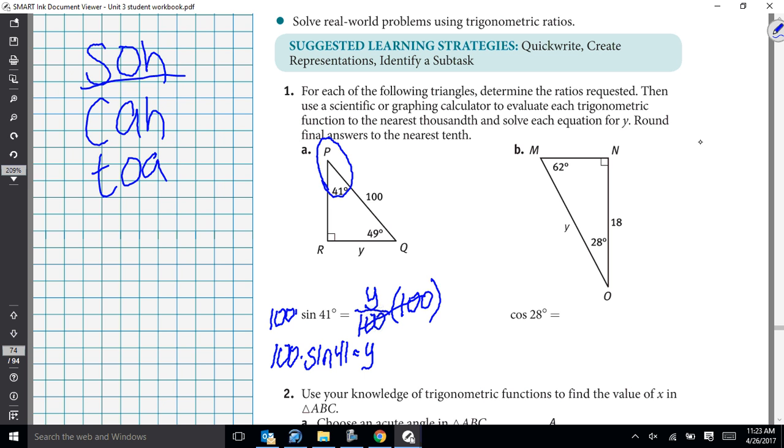Alright, so on our calculator, 100 times sine of 41. Since we're dealing with degrees, make sure your calculator is in degrees. We all check that before we entered anything. So I think that was good. So for y, we should get 65.6. And it's just set to the tenth, so we'll stop there.